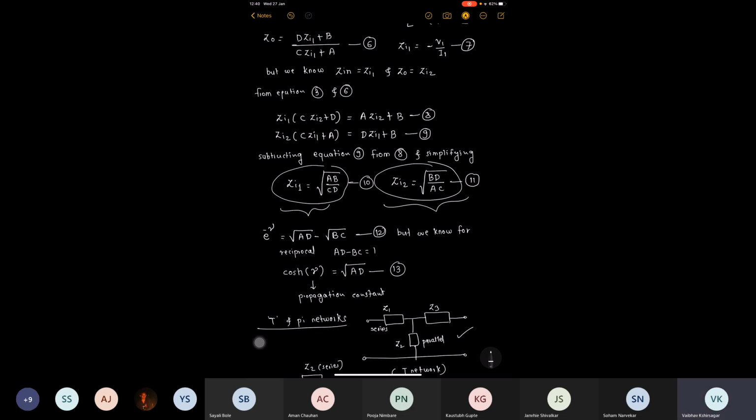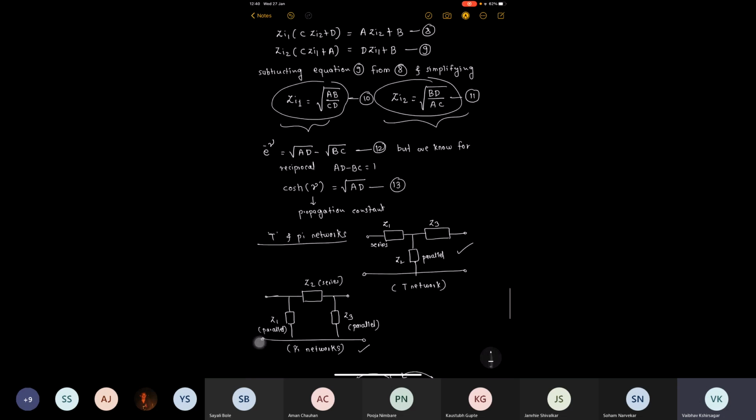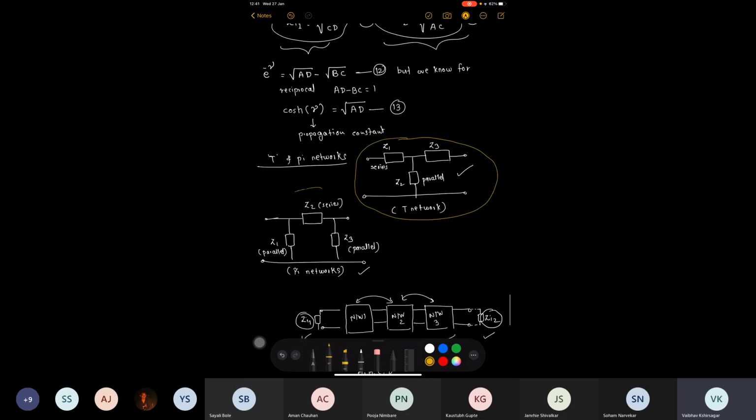Now the next is, as I already said while discussing this particular part, the configuration of the filters. Configuration of the filter in terms of T or pi network. So this is a typical T type configuration, right? And this is a pi type configuration. It depends on how you start to design.